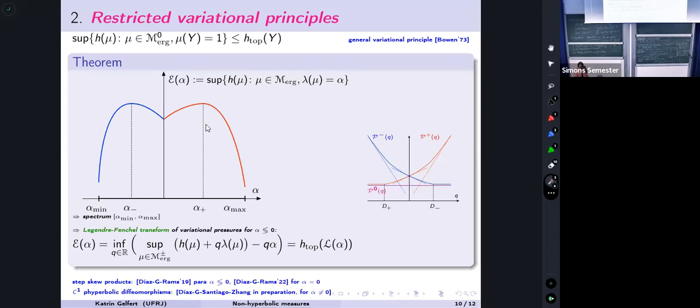So you look at the function given, fixing a value alpha, which could be negative, positive, or zero. And you look at the maximal entropy of measures who have precisely this exponent. Call this function E of alpha, and then you study this function in terms of alpha as a function. And the first result is that its domain is an interval.